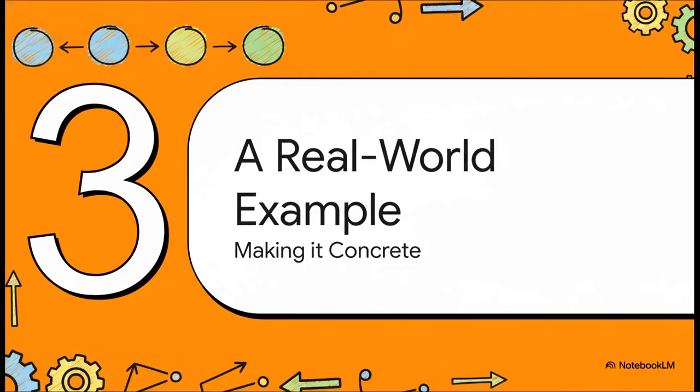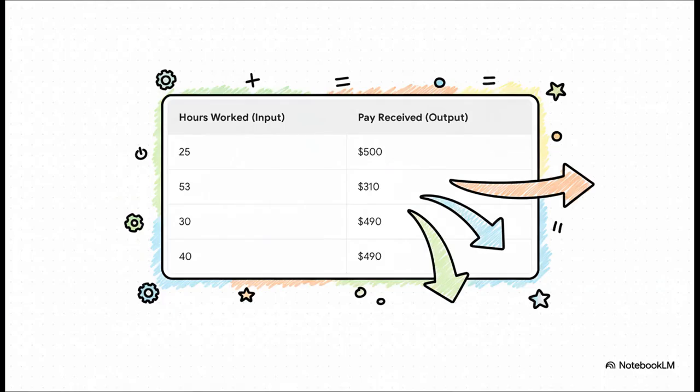All right, enough with the theory and the definitions. Let's make this concrete. We need a real-world example, something we can all relate to. How about getting paid for a job? Okay, so check this out. The hours worked column, that's our input. And the pay received, that's our output. Makes perfect sense, right? You put in the time, you get out the cash. For any specific number of hours you work, you get one and only one specific payment.